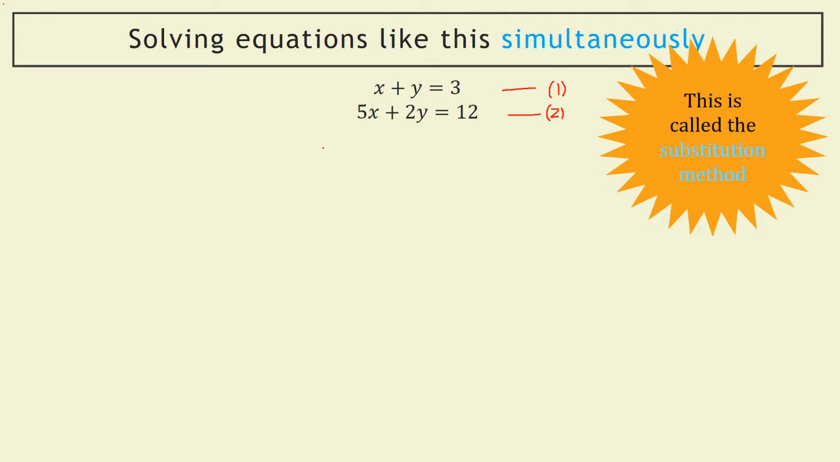Now, if I look at equation 1, could I rearrange it so it just says y equals? Can anyone tell me what it would say? Equation 1, if I rearranged it, so it just says y equals rather than x plus y equals. Can you see what it would be? There's the 3 there, but I just want this y on its own.